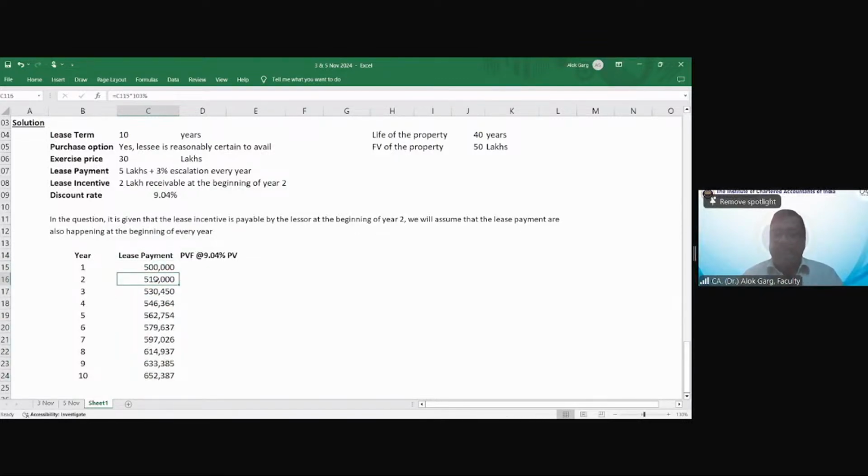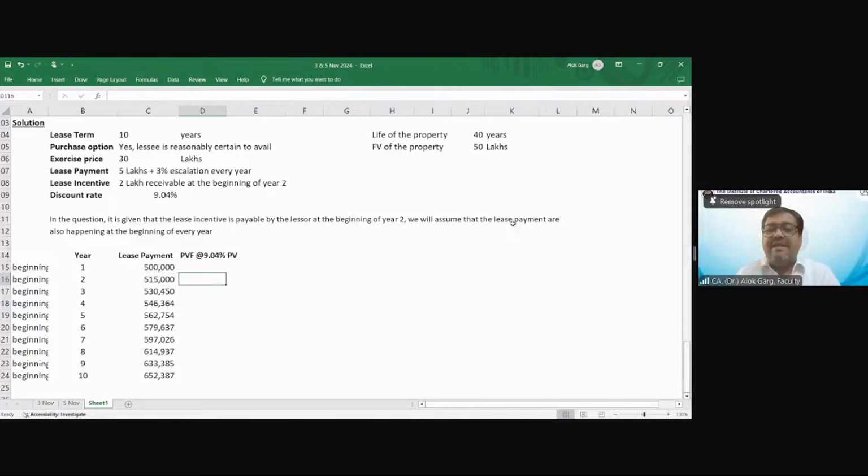But sir, in the beginning of the second year, 2 lakh incentive has been paid. I'm coming to that. This is my lease payment. This is my increment of 3% every year, right? And there is a one-time lease incentive also, which is payable at the beginning of year 2, right? And we have considered all these payments at the beginning. In the beginning of the year 2, there is a lease incentive also of rupees 2 lakh, right?